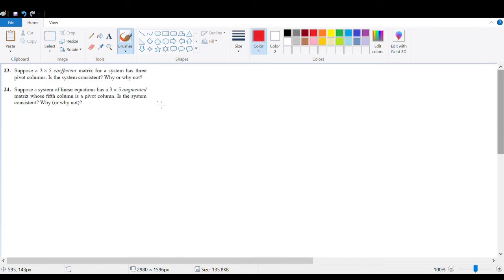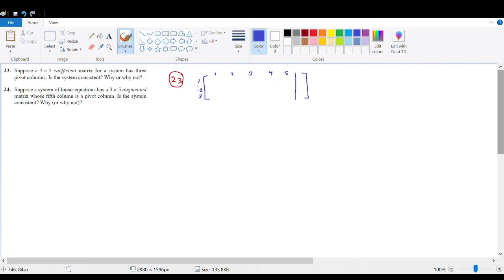In 23, suppose a 3 by 5 coefficient matrix for a system has 3 pivot columns. Is the system consistent? Why or why not? So here we have 23. If we have a 3 by 5 matrix, that means we have 3 rows, 1, 2, 3, and we have 5 columns. It says coefficient matrix, so here we have another column for the B's. Now it says the matrix has 3 pivot columns, so 3 of these pivot.